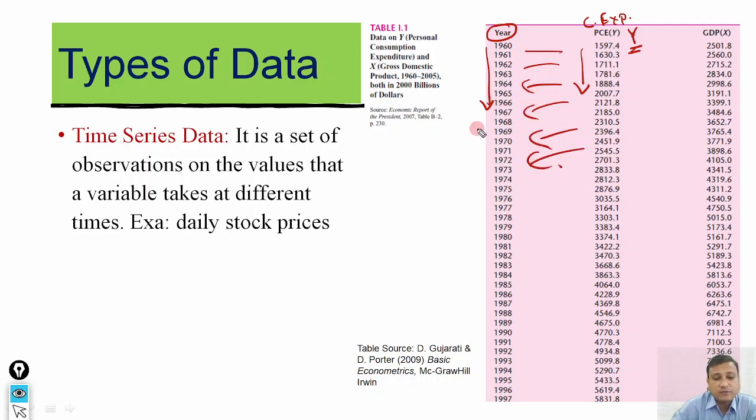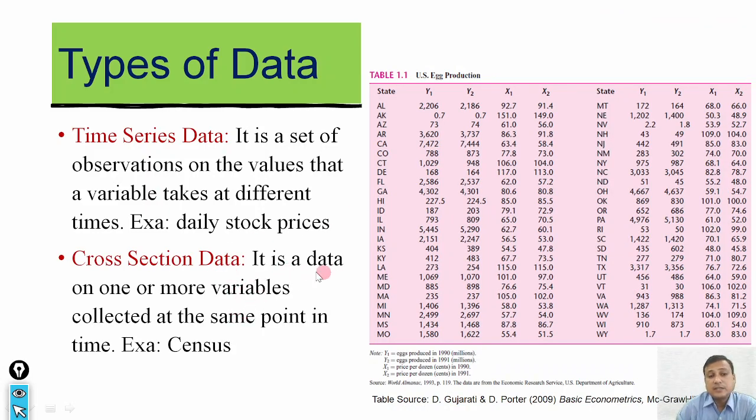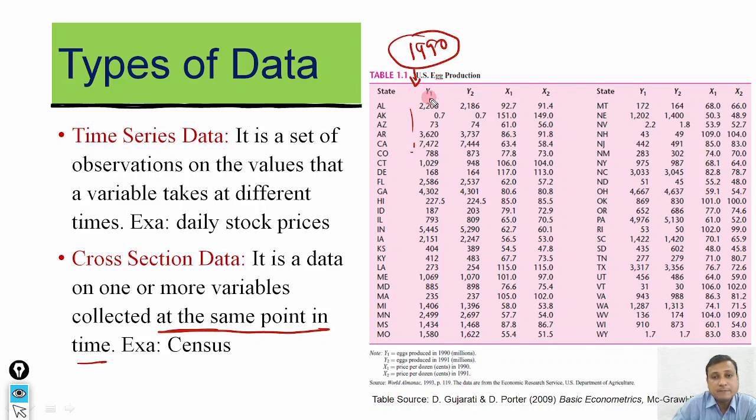Time series data. Fine. Now, if I go forward, cross-section data. It is the data on one or more variables collected at the same point of time. Here, the most important thing is that it is at the same point in time. Suppose this is the data of 1990. All these numbers are associated with only one year, 1990. And these are the different states in the United States. This table has been taken from the Gujarati book, Basic Econometrics, a very popular book, and we have taken the table from that book.